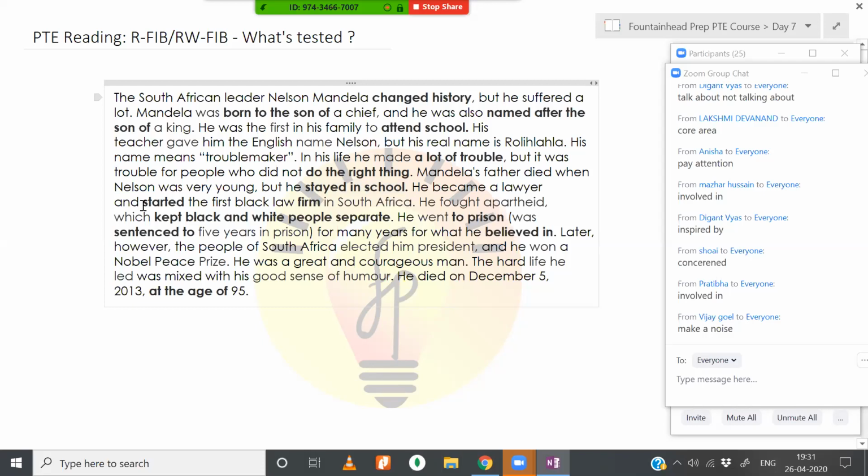He became a lawyer and started the first black law firm. Started firm. So it's not always that the words are together. Always remember that there can be a few words in between as well. So this one, started firm, is a collocation. He fought apartheid, which kept black and white people separate. He went to prison. He believed in, at the age of. Whenever you read an article, try to scan for these collocations.